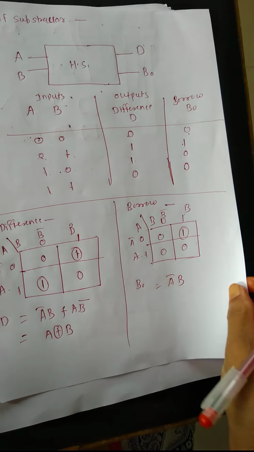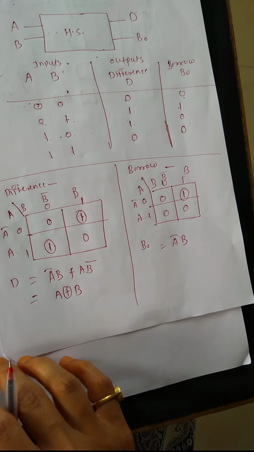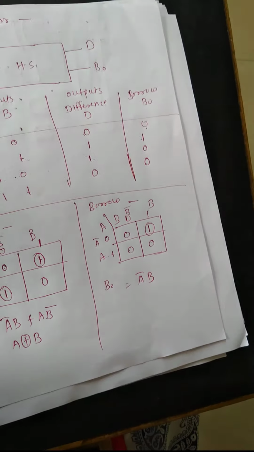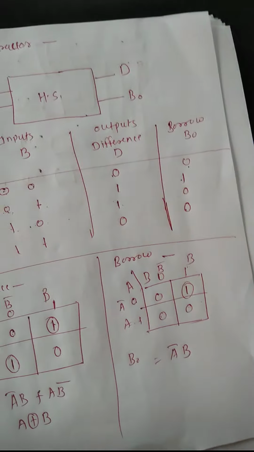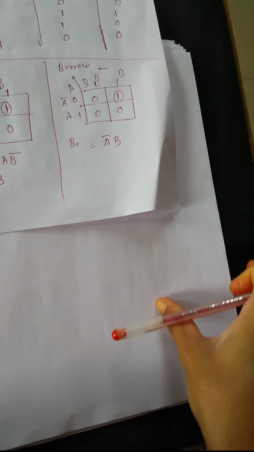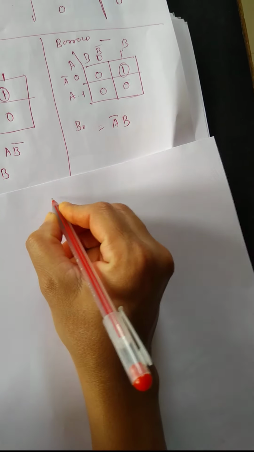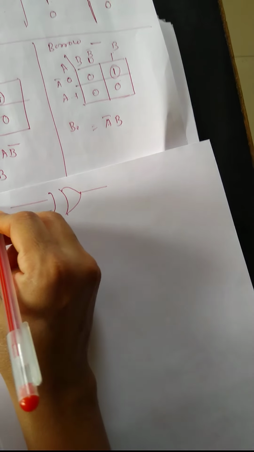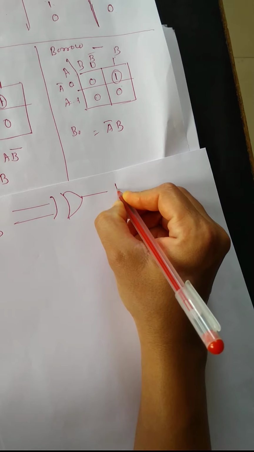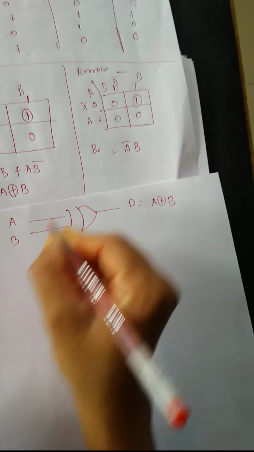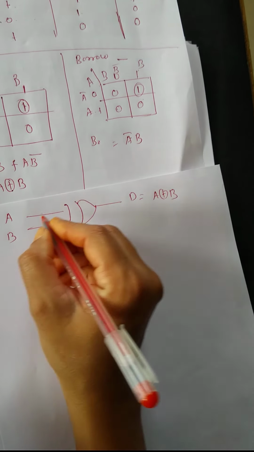From these equations you have to design the diagram. For that diagram we require a two variable structure; you have to realize these equations from the boolean expressions. So this is the equation for XOR, and this is the XOR gate, A XOR B. So the difference output is A XOR B. Then for borrow there is A bar B.